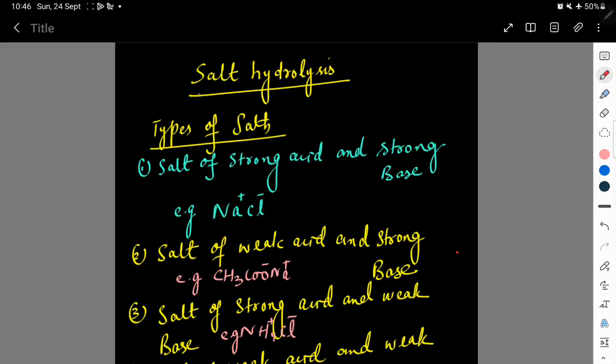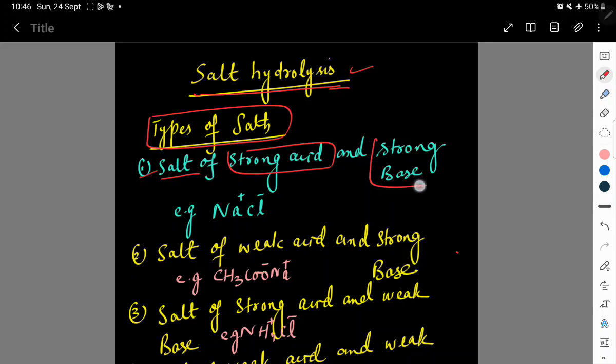In today's video lecture we are going to discuss the types of salts in salt hydrolysis. What are the various types of salts in salt hydrolysis? The first type is salt of strong acid and strong base, for example NaCl. This is a salt of strong acid and strong base. The strong acid here is HCl and the strong base is sodium hydroxide. From these two components this salt is prepared.